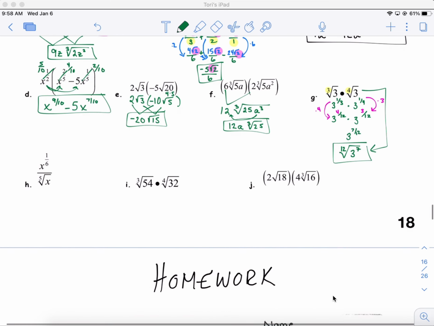All right, if you need to pause the screen, go ahead and do D, E, F, G. We have one last row to get through. We're almost there.